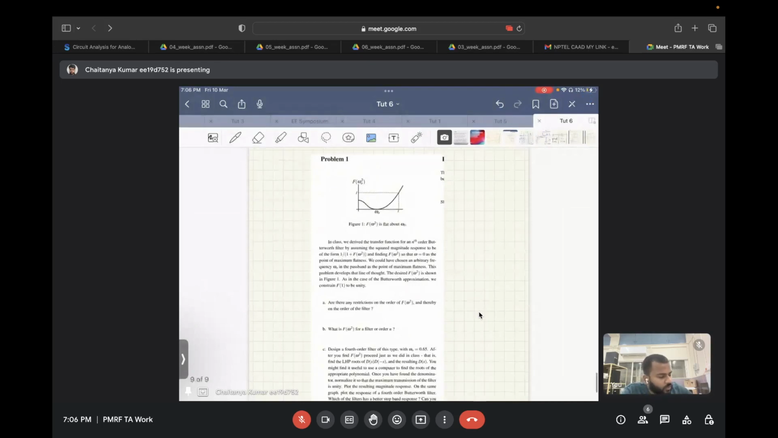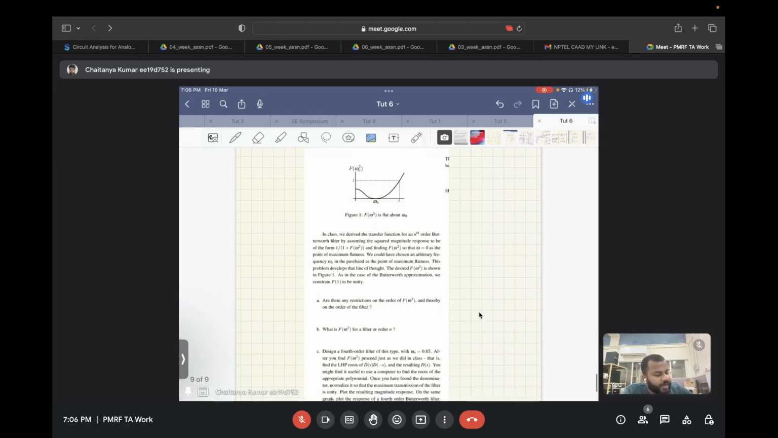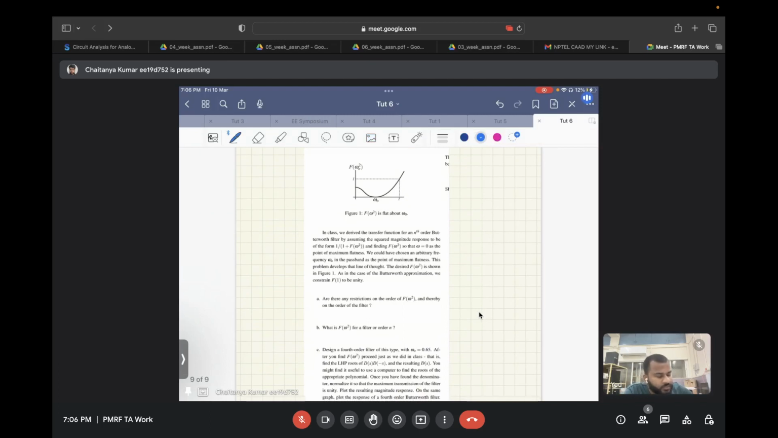Okay, sir. In this case, in the class, the analysis was done for maximally flat at 0, but now this maximally flat has come to some other frequency instead of 0, that is omega naught, correct?